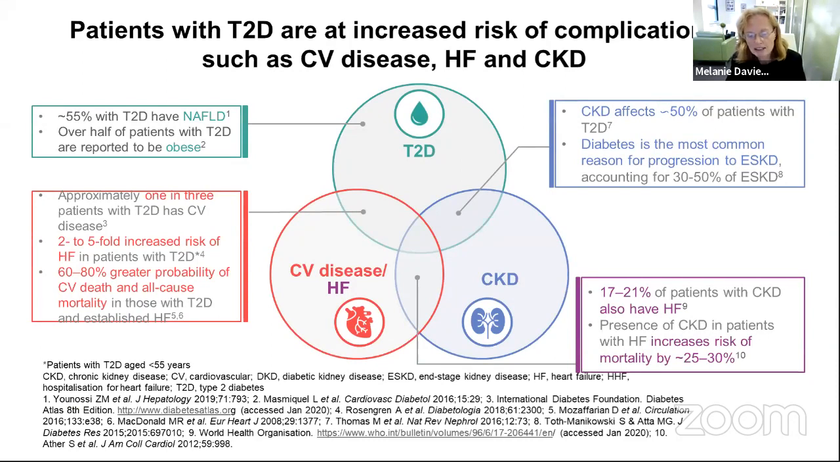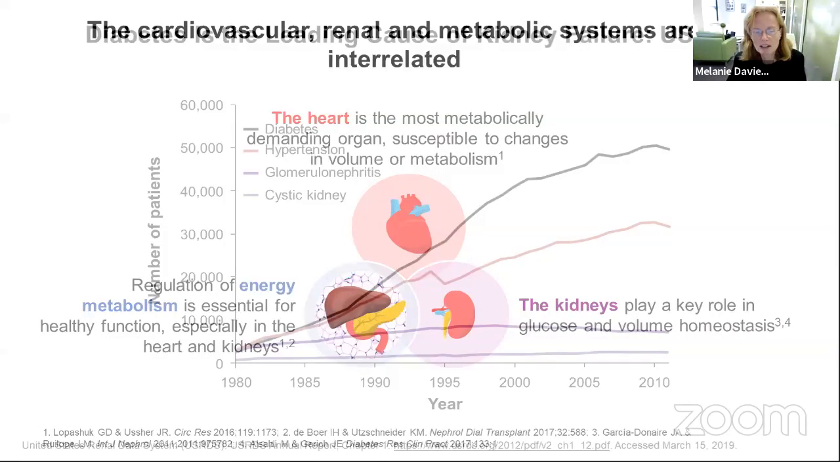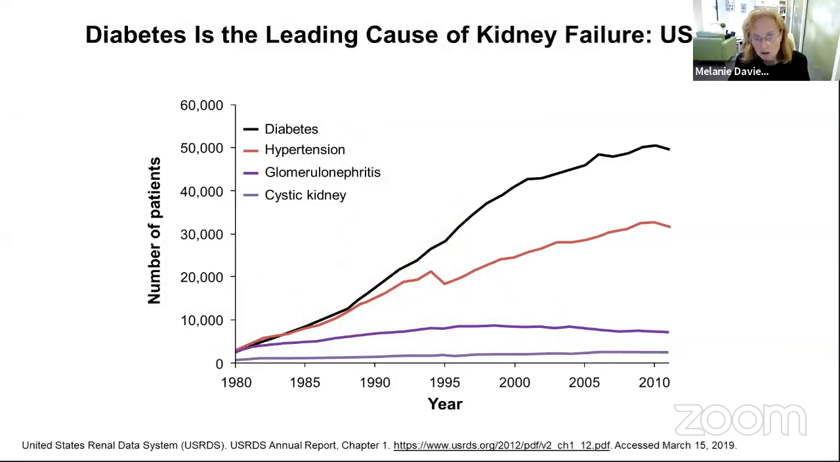Now, we know that there's a very close link between type 2 diabetes, cardiovascular disease, heart failure and chronic kidney disease, and that many patients have comorbidities which cross between these interrelated conditions. And we understand now that the cardiovascular, renal and metabolic systems are very interrelated, and that changes in one may have a positive or a negative impact on the other. For example, energy metabolism is essential for the healthy function, particularly of the heart and kidneys, and the kidneys play a key role in glucose and volume homeostasis. So these are very interlinked. And we're focusing now not just on glucose reduction, but on reducing mortality and morbidity of patients.